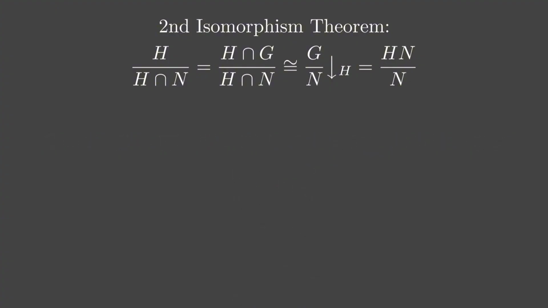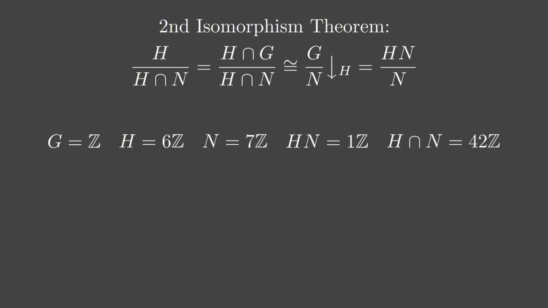Let's take a second important example. Let G be the integers, H be multiples of 6, and N be multiples of 7. HN is equal to the whole integers Z, since 6 and 7 are coprime, and the extended Euclidean algorithm gives us a linear combination of 6 and 7 equal to the greatest common divisor, 1. And H intersected with N is multiples of 42.